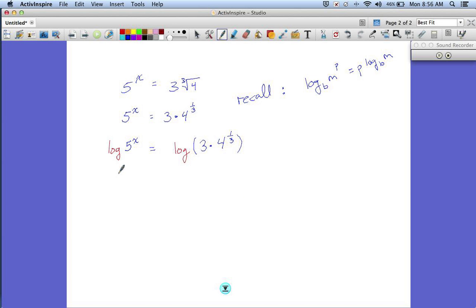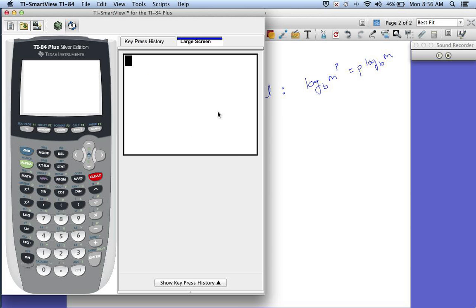Well, now my exponent can jump to the front, and I have x log 5 equals the log of 3 times 4 to the 1/3. In which case, x then equals the log of 3 times 4 to the 1/3 over the log of 5. And I can use my calculator then to get an answer.